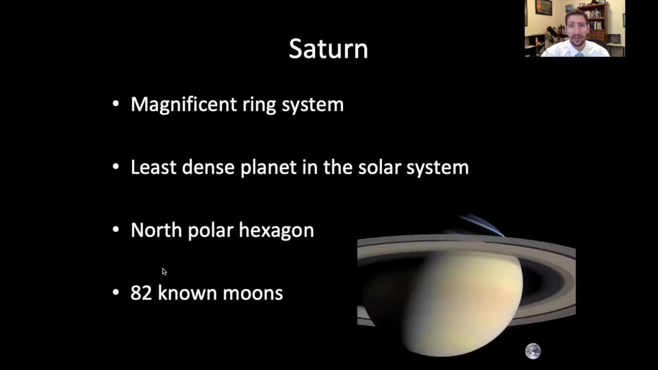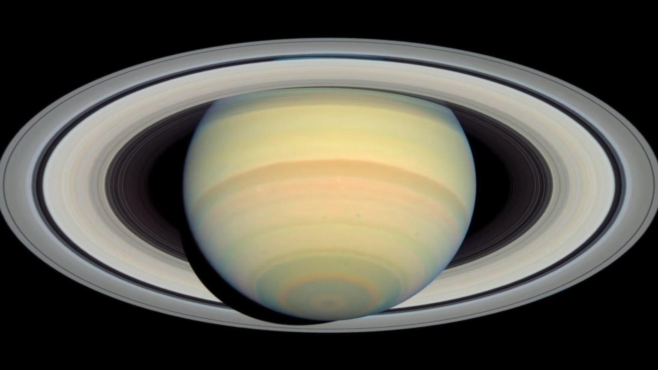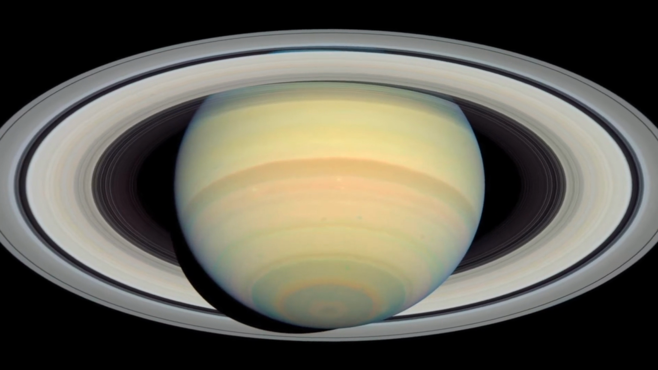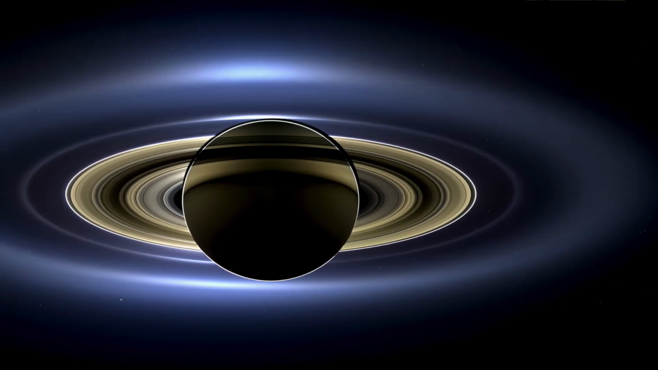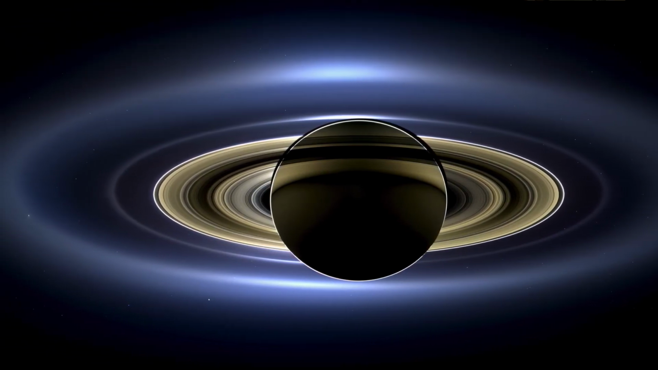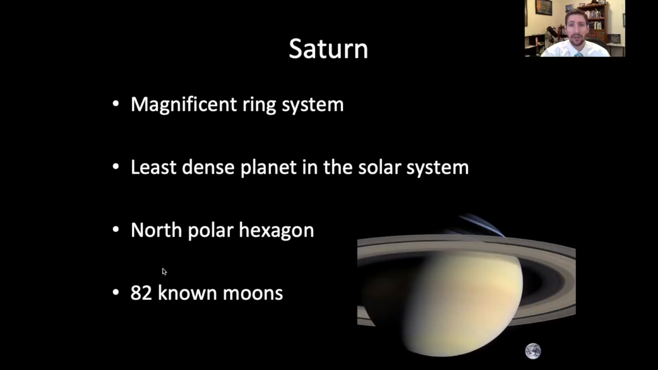Saturn spins on its axis almost as fast as Jupiter, about 10.5 hours, and orbits the Sun every 29.5 years. It's only about 30% the mass of Jupiter, but it's the next most massive planet after Jupiter. The first thing we notice about Saturn is its magnificent ring system, which we're going to talk about in a minute. Saturn is the least dense planet in the solar system.